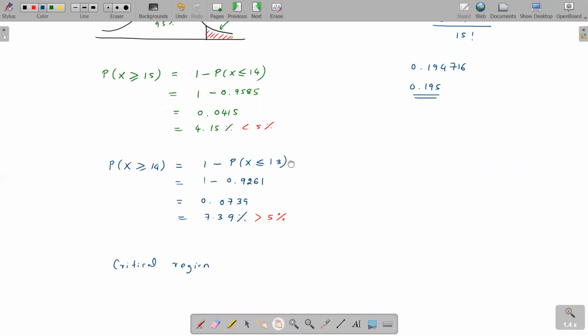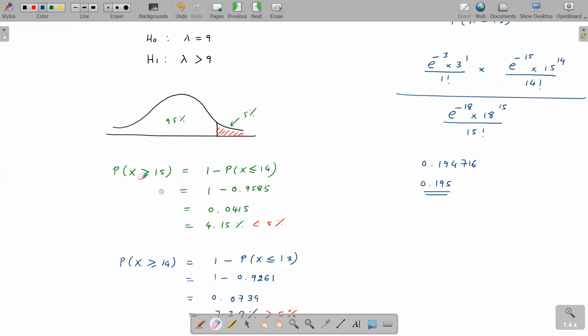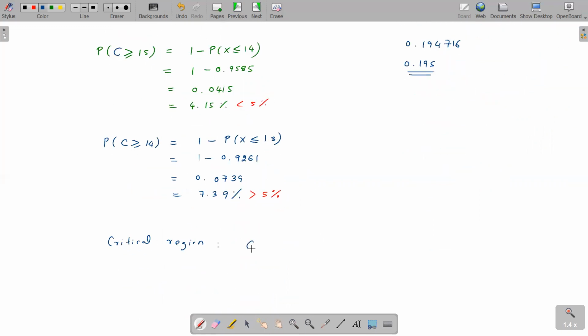Actually, it's not x, right? The variable I used was letter C. So we need to give that letter in that order. C is greater than or equal to 15. So that's your critical region. Is this clear?